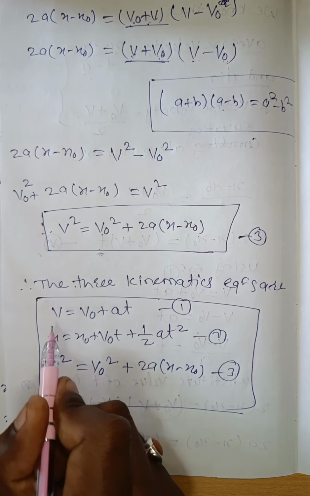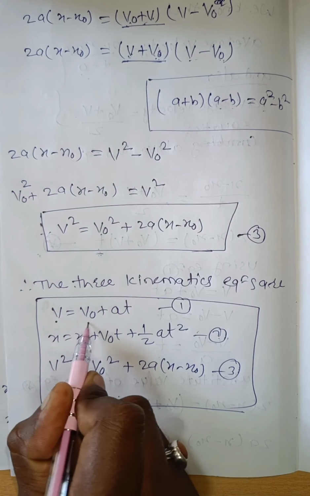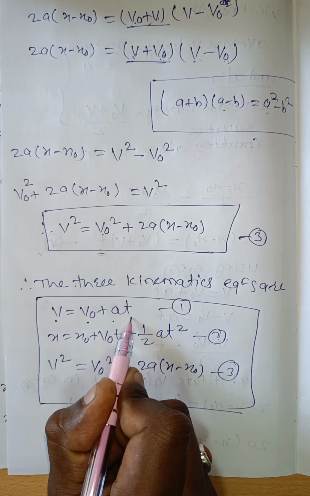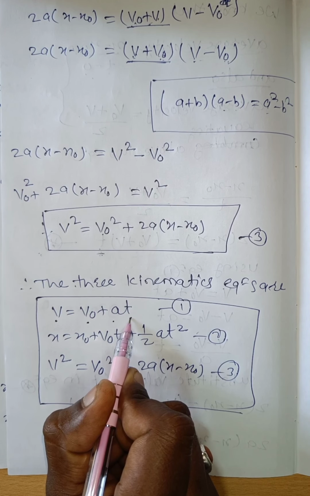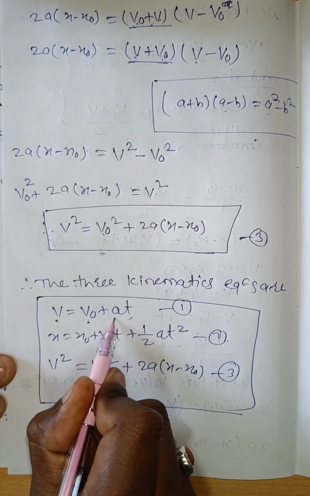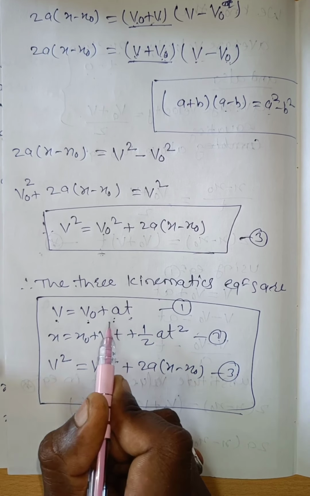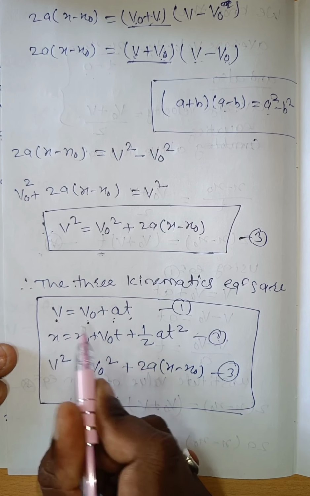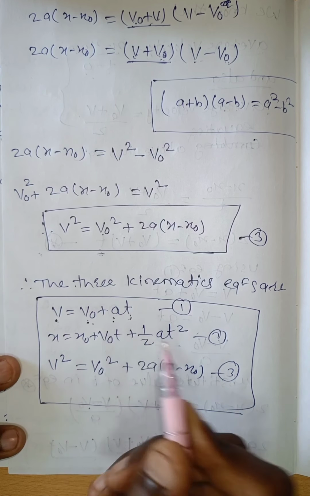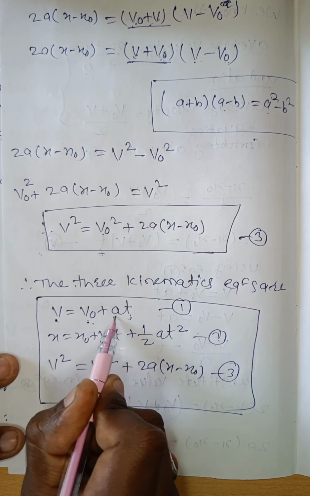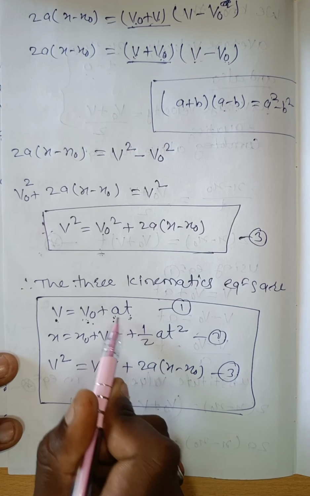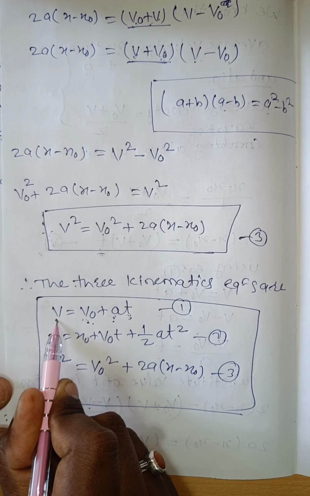Now in the first kinematic equation, what is v? Final velocity. What is v naught? Initial velocity. a is acceleration and t is time. Suppose they give all quantities and ask us to find any other quantity. Suppose they give v, v naught and a, then we can easily find t. Suppose they give final velocity, initial velocity and time, then we can easily find acceleration. If they give final velocity, acceleration and time, then we can easily find initial velocity. If they give initial velocity, acceleration and time, then we can find v.